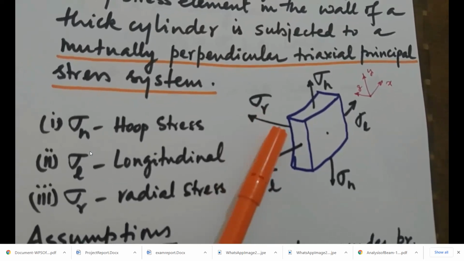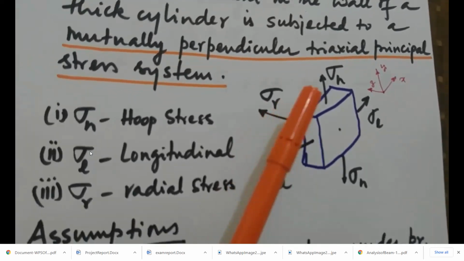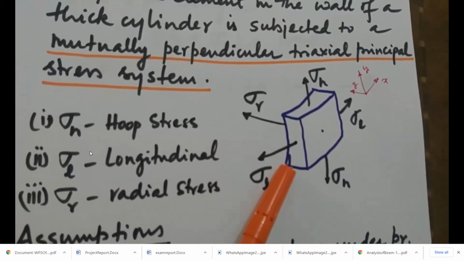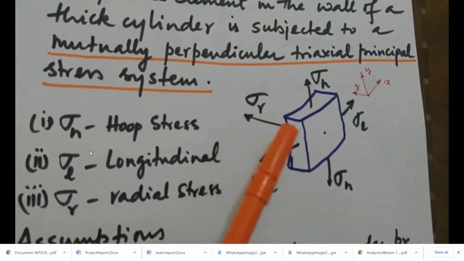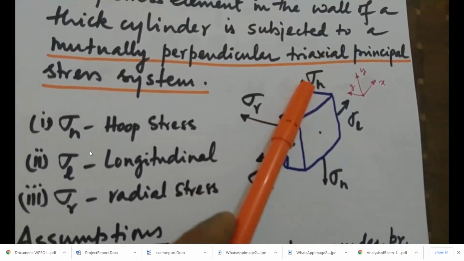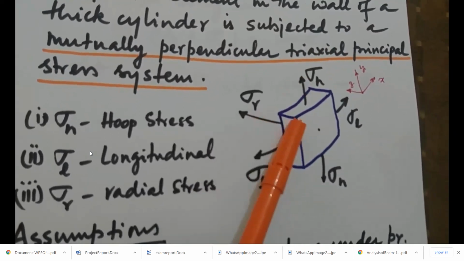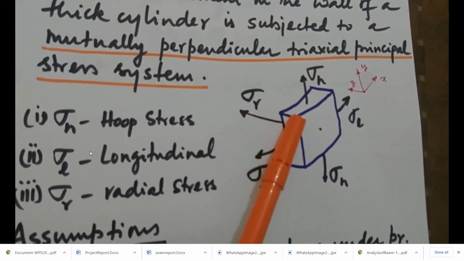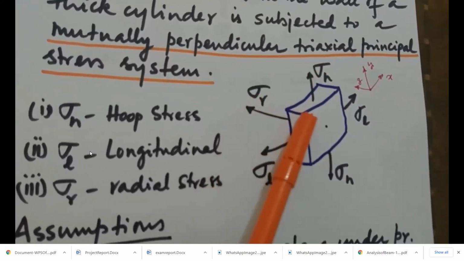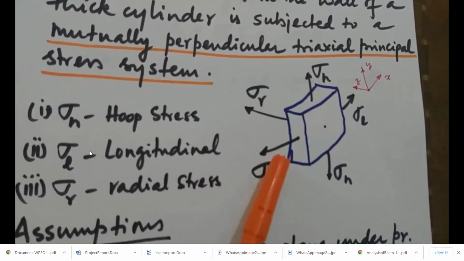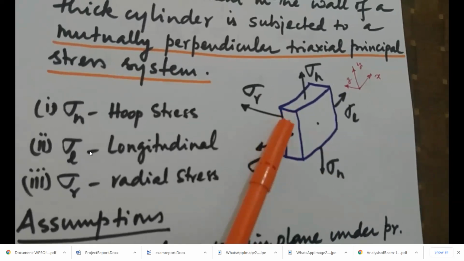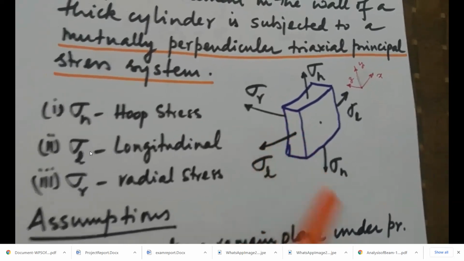Second important point is that the radial stress and the hoop stress are not constant across the thickness of the wall, which means sigma R will vary from this point to this point. Sigma H also will vary from this point to this point. This is the thickness of the element or the wall. Sigma H and sigma R are not constant across the thickness, whereas the longitudinal stress is constant across the thickness. So, those are the key points that are pertinent to thick cylinders.